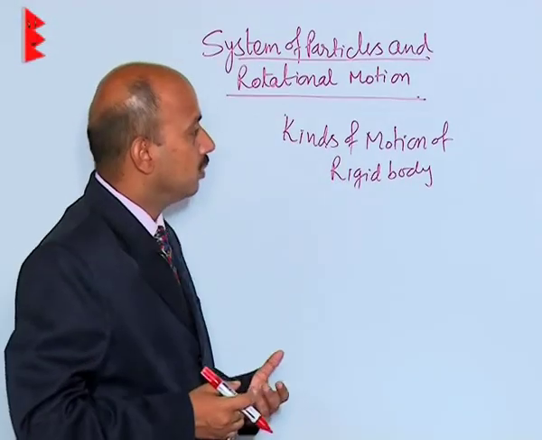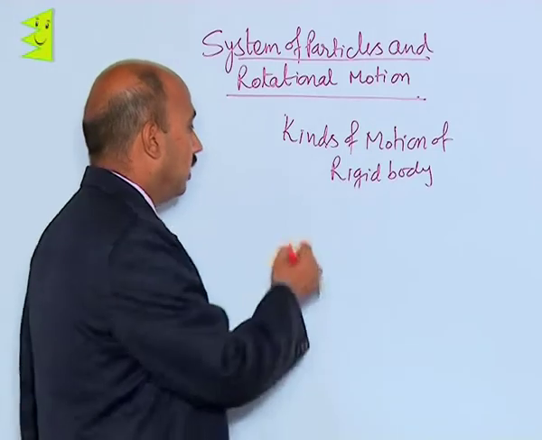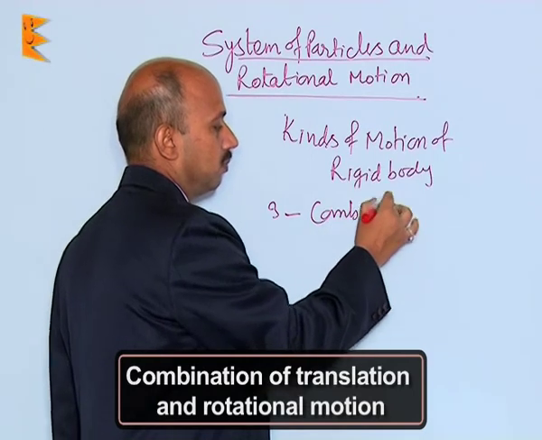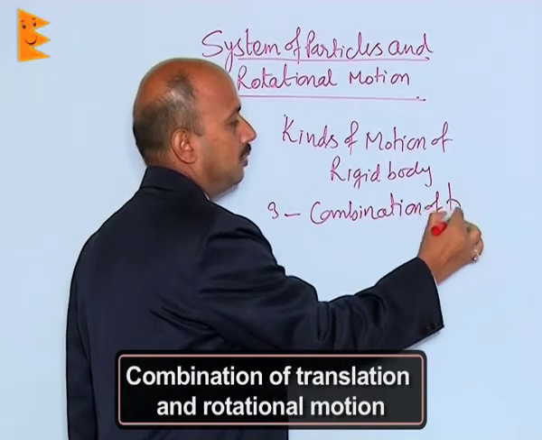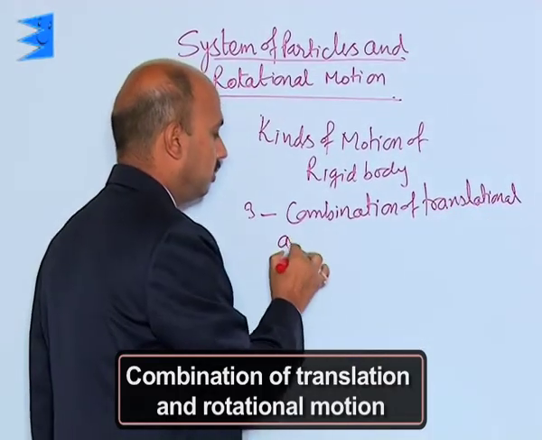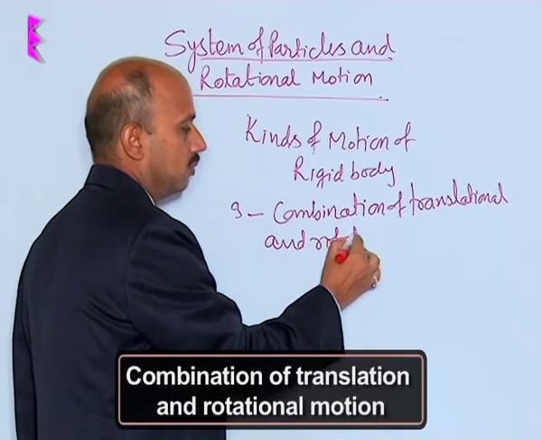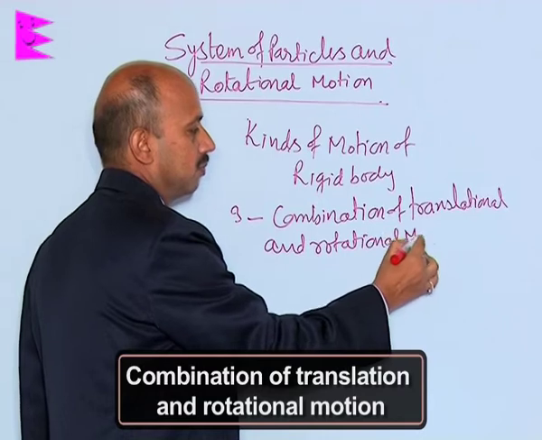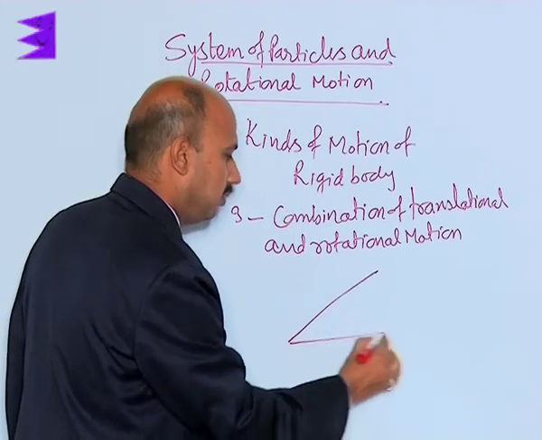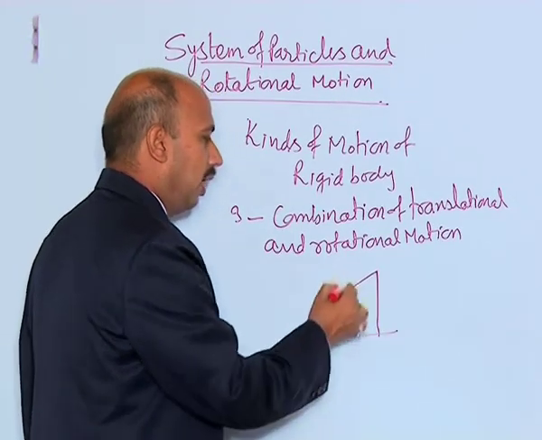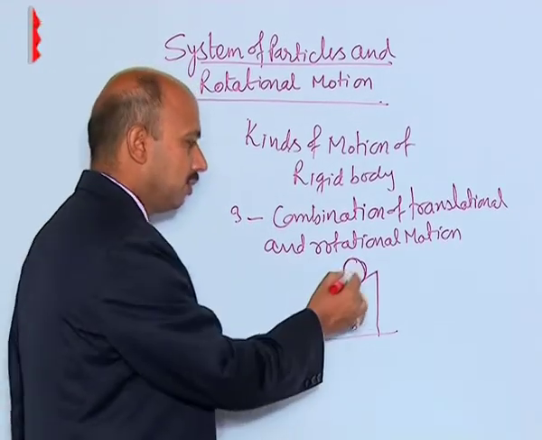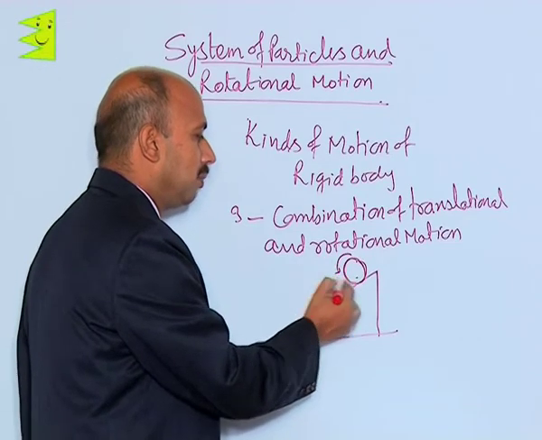Now the third type of motion which a rigid body can have is a combination of translational and rotational motion. See here, suppose you have taken an inclined plane like this, angle theta here, and here a body is placed like this, maybe a disc, maybe a cylinder, and this is rolling like this and coming down.